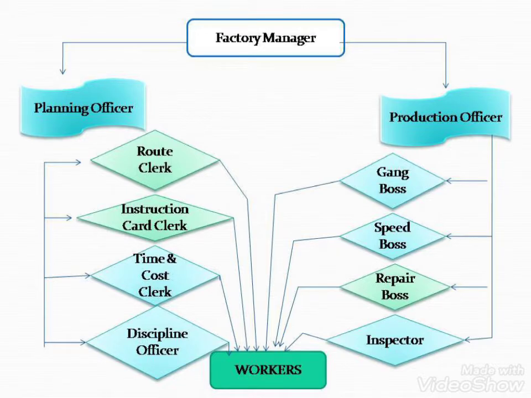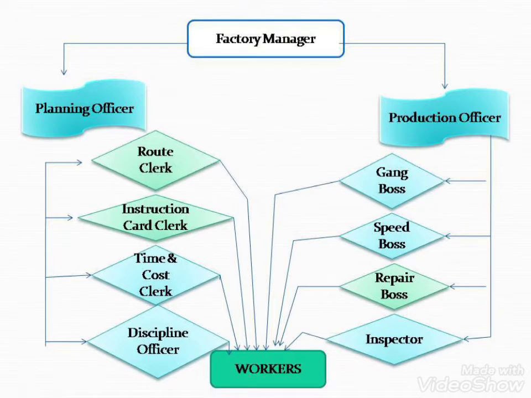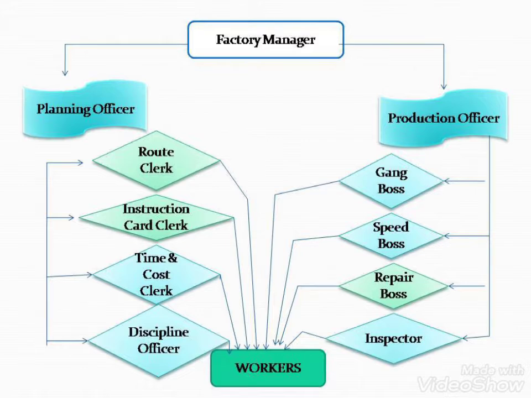Then there is the instruction card clerk. He lays down instructions according to which workers are required to perform their jobs. Then the time and cost clerk is there. He sets the timetable for doing different jobs as per the predetermined route and time schedule, specifying the material and labor cost in respect of each operation. And there is another, the discipline officer, who maintains proper discipline in the factory so that production targets may be achieved, offering immediate solutions to clashes and punishing the erring employees.